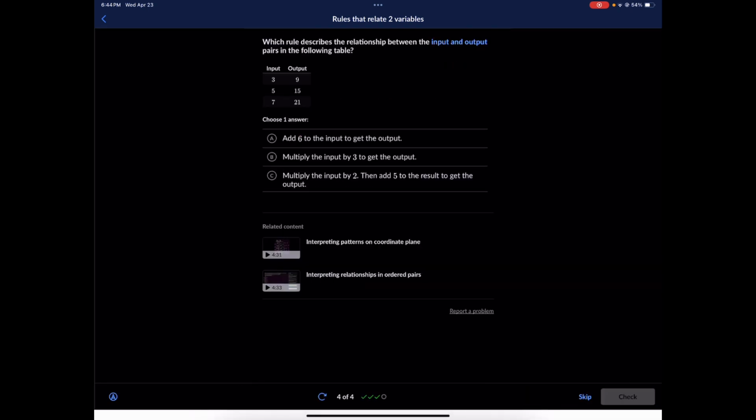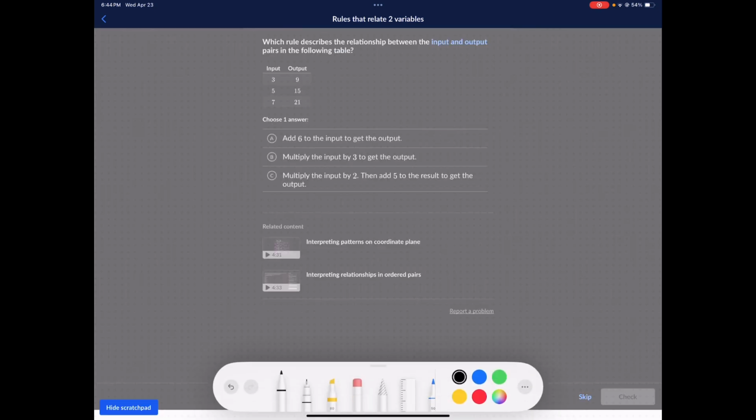Okay, next up. Which rule describes the relationship between the input and output pairs in the following table? Let's see what we got here. Do we have a pattern? Let's look at the choices. Choice A, add 6 to the input to get the output. I'm not going to scribble it this time, but the input is x and the output is y. So add 6 to x to get y. So x plus 6 is equal to y. Is that correct?